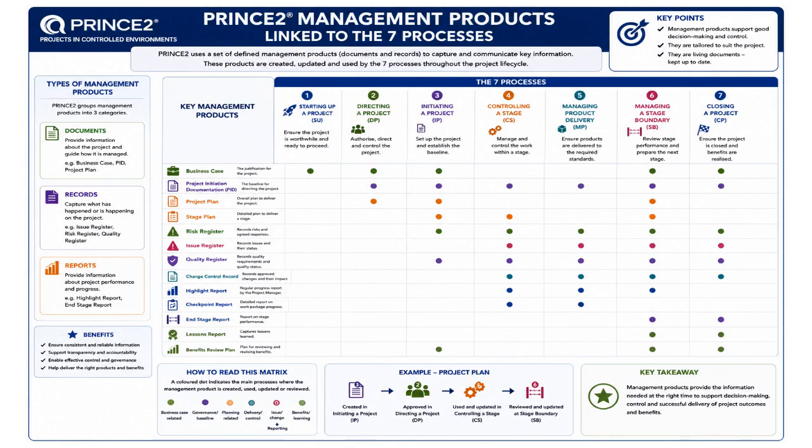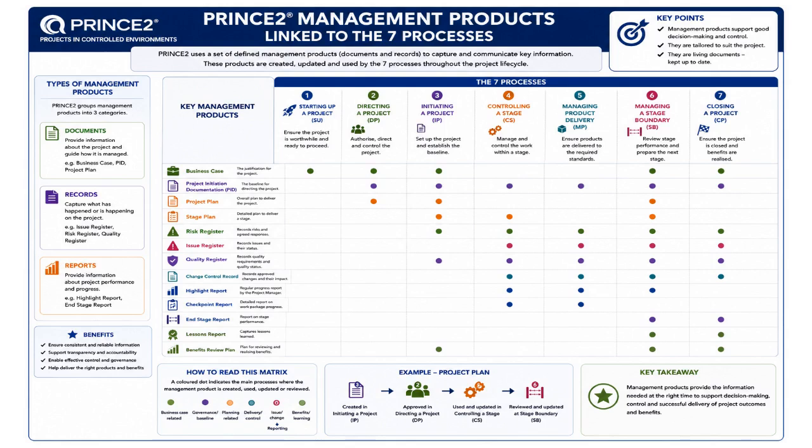Further down the slide, we see the project reporting products. Highlight reports are regular summary reports produced by the project manager for the project board. They provide visibility into project progress, risks, costs, and overall status. Checkpoint reports provide detailed operational progress updates from delivery teams to the project manager. End-stage reports are produced at the end of each stage to review performance, assess lessons learned, and support decisions about whether the project should continue to the next stage.